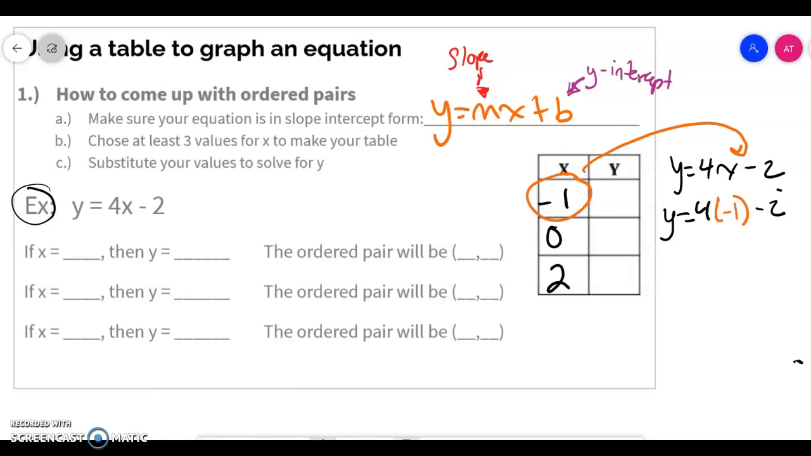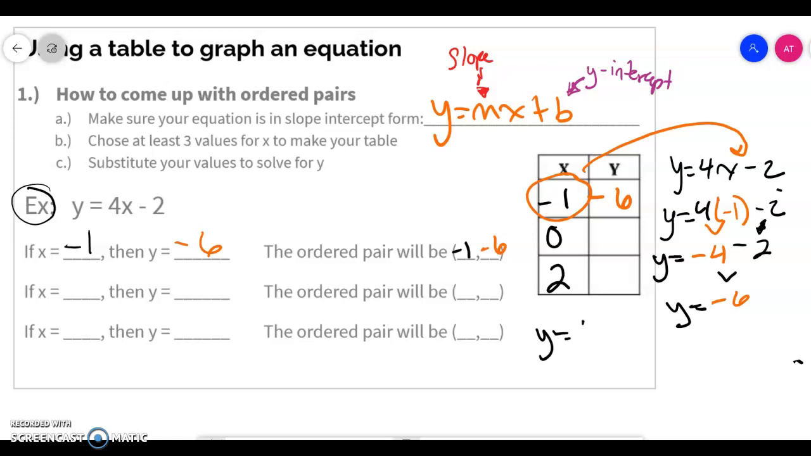So now I'm going to multiply 4 times negative 1, which is going to give me a negative 4. I didn't do anything yet to that minus 2, so I'm going to bring it down. Negative 4 minus 2 is going to give me a negative 6. So my first y is negative 6. So when x is negative 1, y is going to be equal to negative 6. If I was going to write that as a point, it'd be negative 1, comma, negative 6.